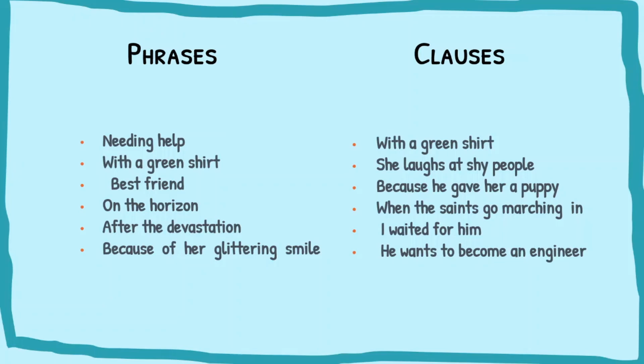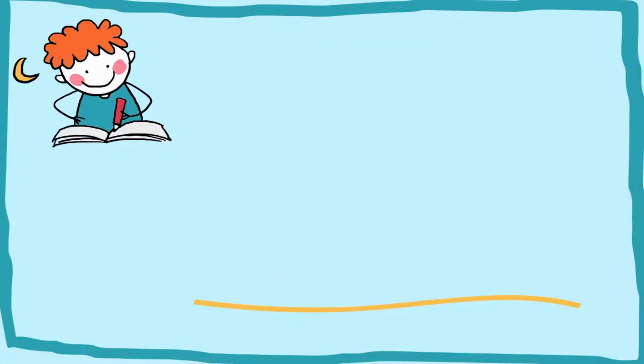Let's check the other examples. Because he gave her a puppy. When the saints go marching, I waited for him. You would definitely mark the differences between the independent clause and the dependent clause, seeing that some of them are incomplete and some of them are complete. They hold a meaning. He wants to become an engineer. This stands for an independent clause. Let's move on.